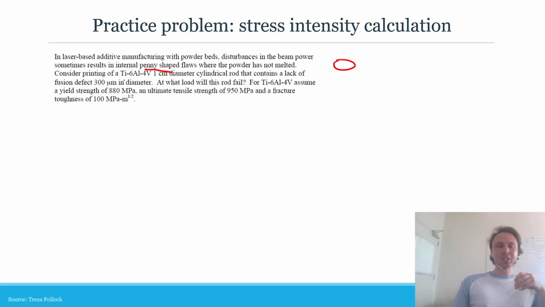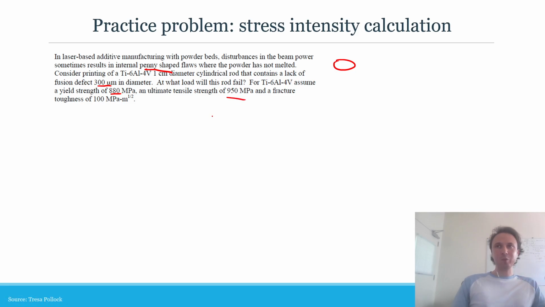Consider the printing of a 1 diameter cylindrical rod that contains a circle defect that's 300 microns. At what load will this rod fail? Okay, so the first thing you do here is assume for a second there's no defect and see if it yields, and you check the tensile strength.